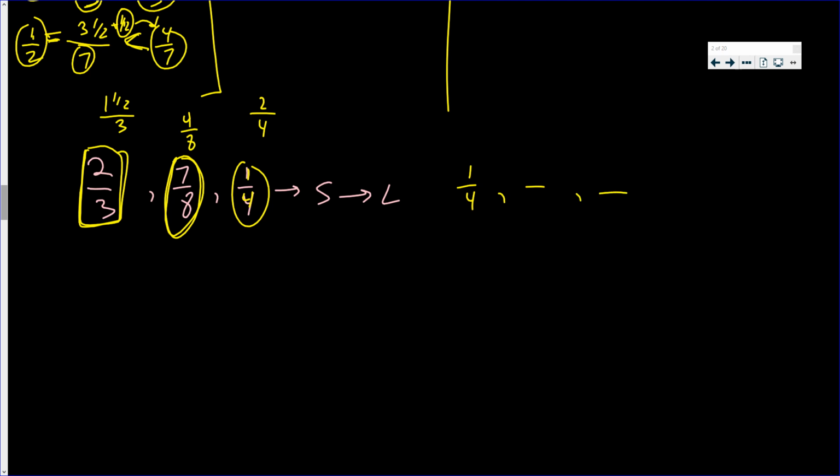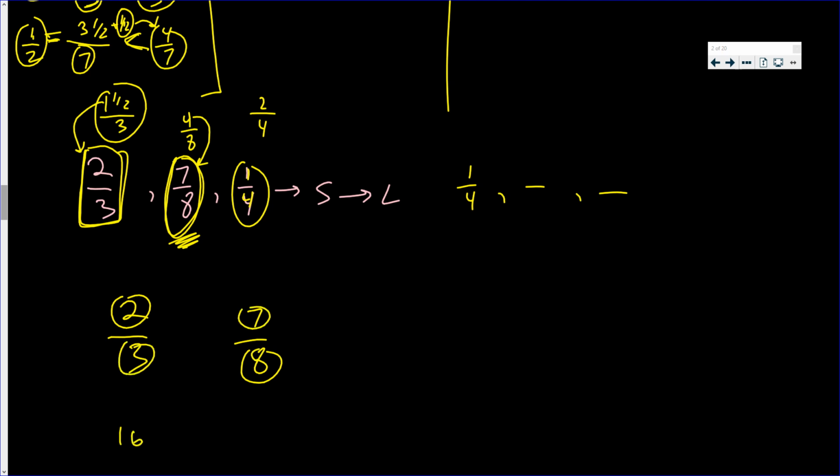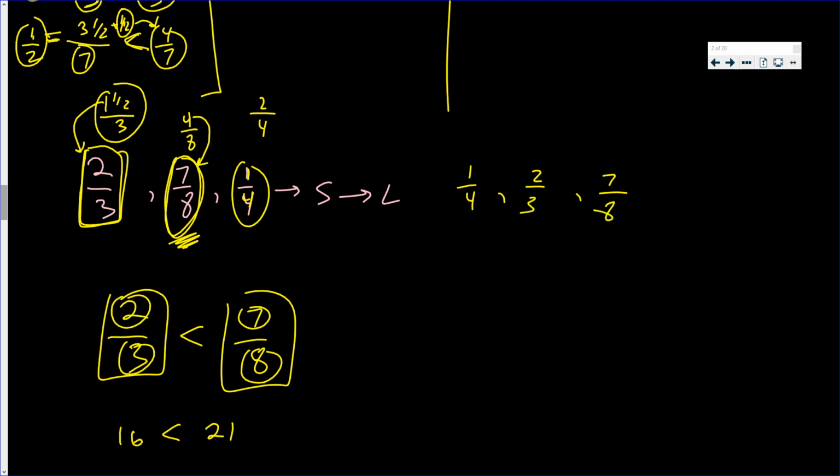Okay, so I know that 1/4 is the smallest fraction. Which is the bigger fraction? Well, I can argue that 1.5 is close to 2. And 4 is pretty far away from 7. I would say that this one is bigger. But let's be sure. You multiply 2 and 8, you get 16. You multiply 3 and 7, you get 21. 16 is smaller. The symbol goes that way. That is, this number is smaller than that number. So it's going to be 2/3 and then 7/8.